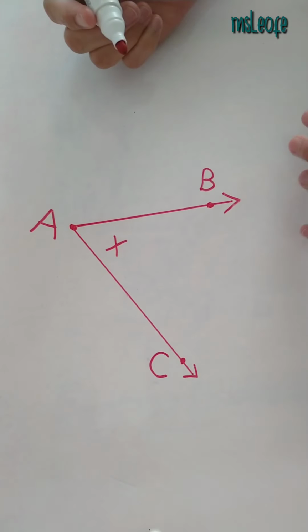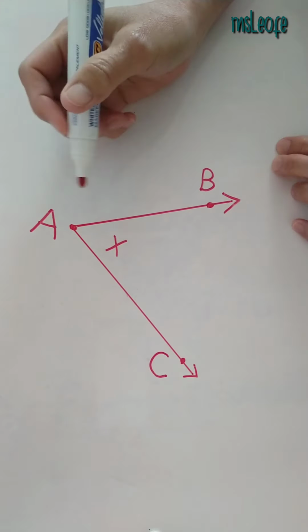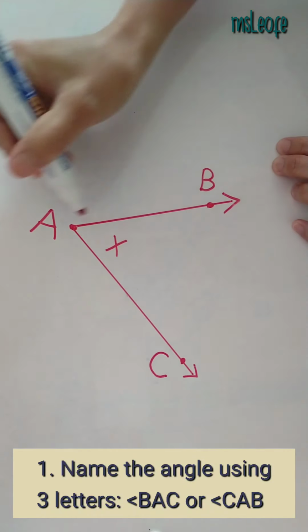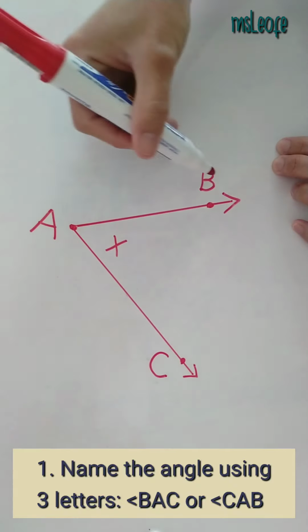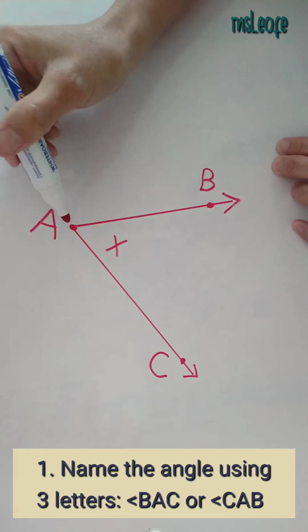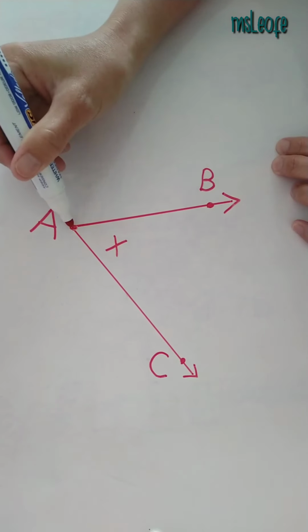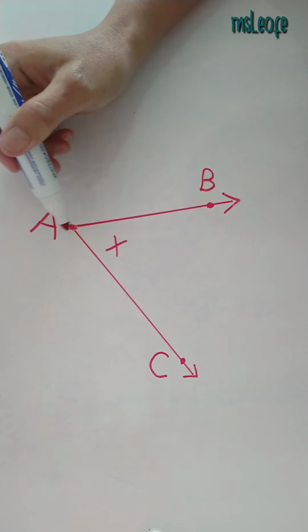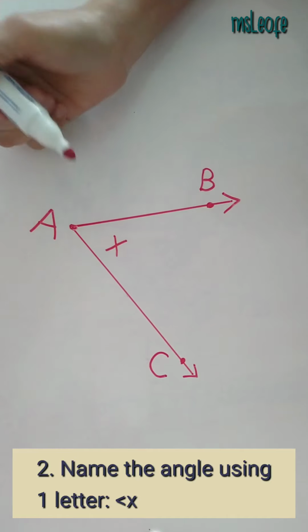We will start with three points. We name this angle using 3 points. So we can name this angle as angle BAC or angle CAB. A should always be in the middle because point A is the vertex of the angle. Another way to name this angle is using this letter here, angle X.